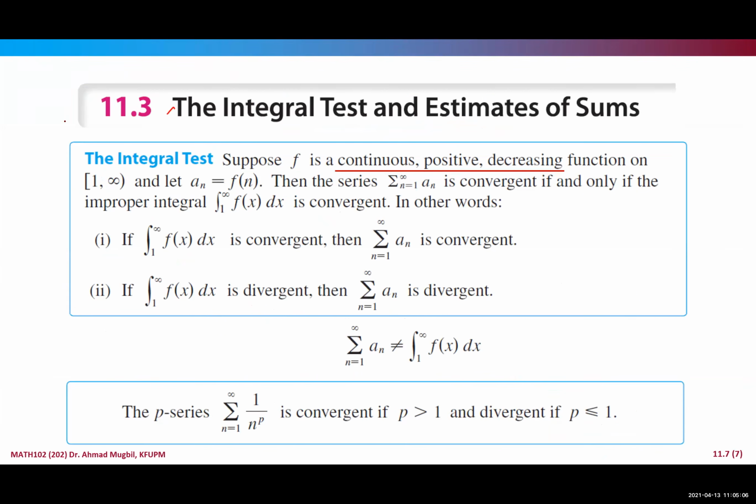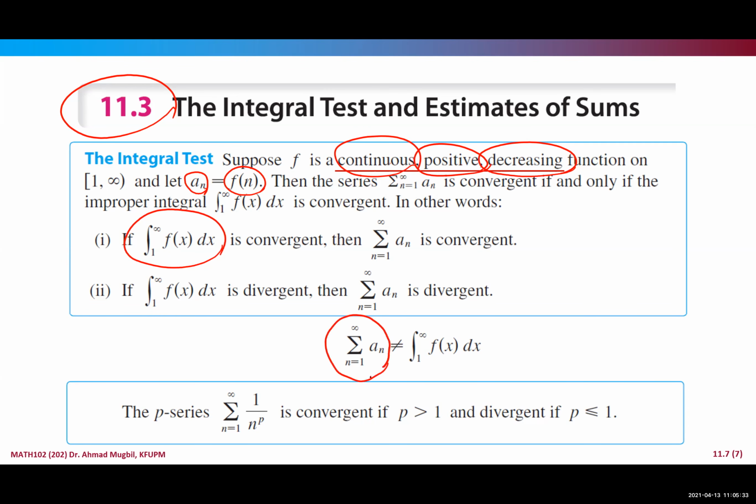What else? In 11.3, we have the integral test. Simply, it says if the nth term equals the value of the function at n, where f is a continuous, positive, decreasing function. You have to check these 3 conditions to be able to apply the integral test. If the integral is convergent, then the series is convergent. If it is divergent, the series is divergent. Be careful, even if it is convergent, the sum of the series does not equal the value of the integral. Be careful about that.